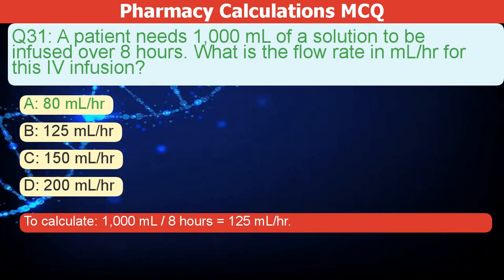The correct answer is A. To calculate, 1000 milliliters divided by 8 hours equals 125 milliliters.